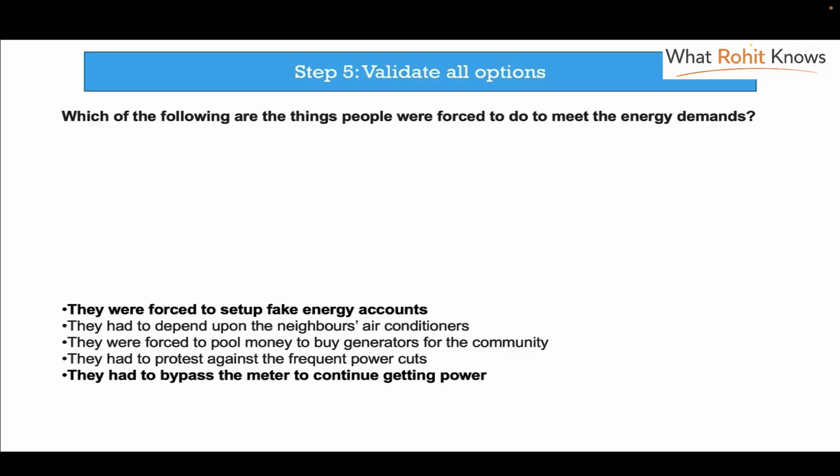But I don't remember anything where it mentioned that they used the neighbors' air conditioners. There was a mention of air conditioner, as the speaker says that it was a privilege. The grandmother had only one air conditioner, and to have air conditioning was a privilege in their community. But that doesn't mean that they were using the neighbor's air conditioner. So that's how you validate. And now I'm happy with option number 1 and option number 5. So I'll just go ahead and submit and go to the next question.